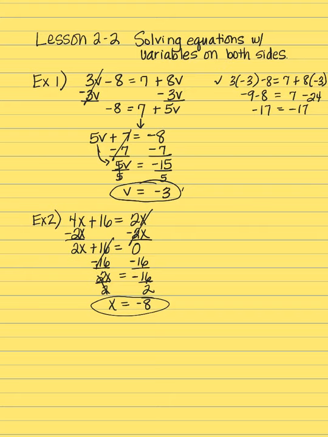Okay, example 3. Example 3 is going to be a little bit longer. 2c plus 4 minus 3c equals negative 9 plus c plus 5.